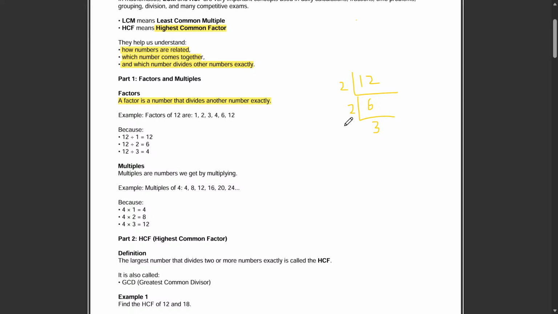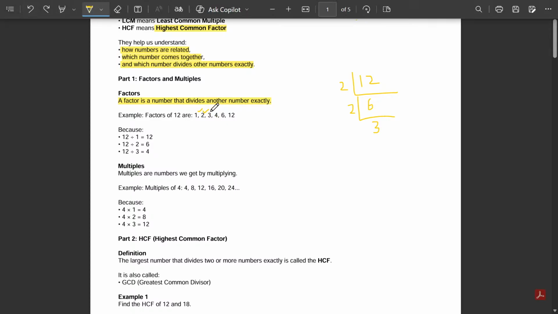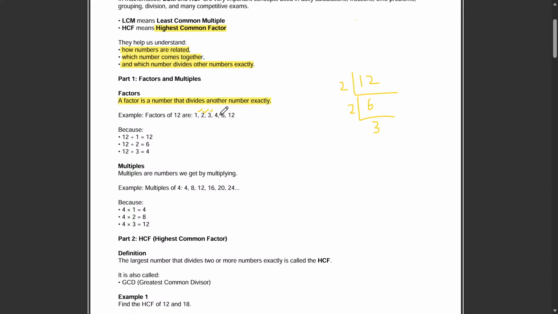So factors of 12 are 1, 2, 3, 4, 6, and 12, because 12 is divisible by 1, 12 is divisible by 2, 12 is divisible by 3. Similarly, we are getting 4, 6, and 12, which also divide 12. So factors of 12 are 1, 2, 3, 4, 6, and 12.